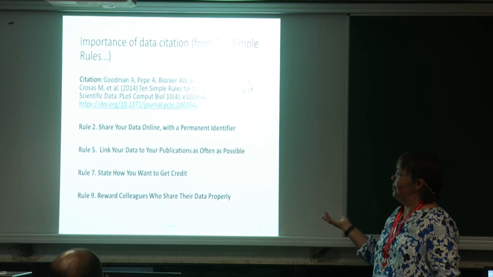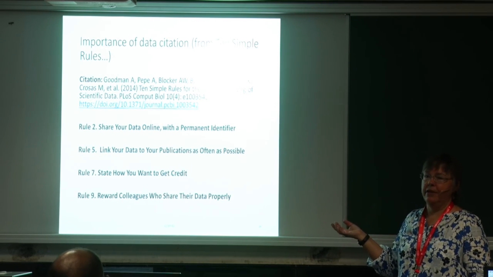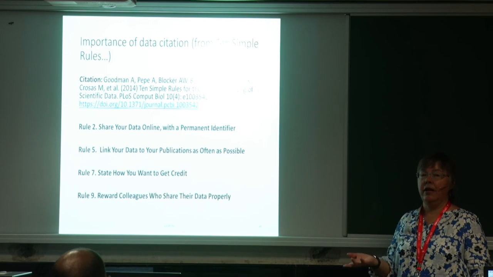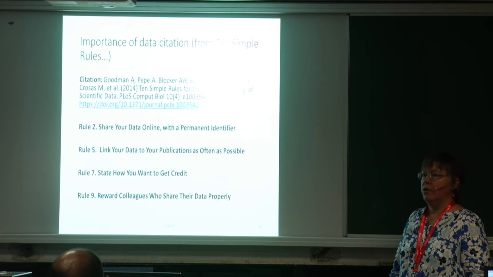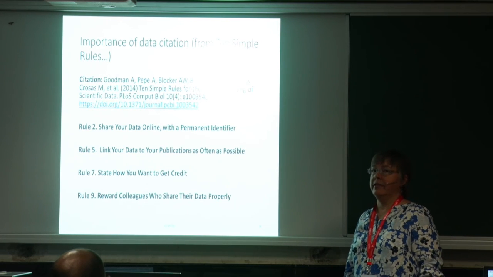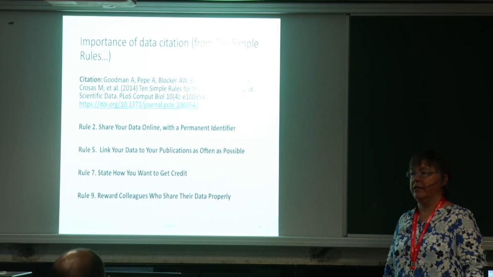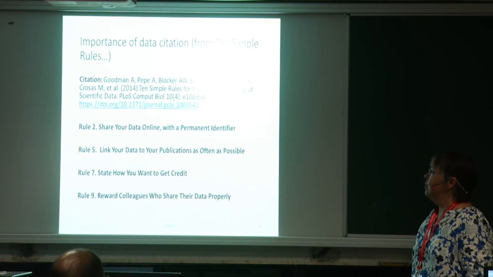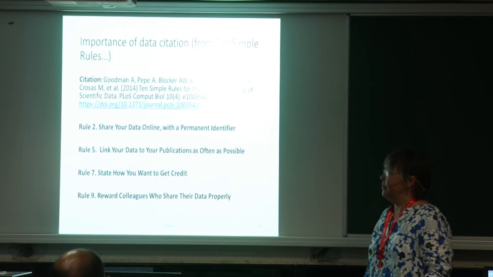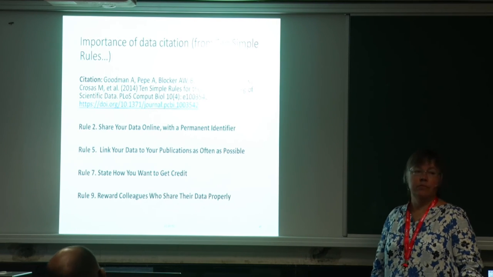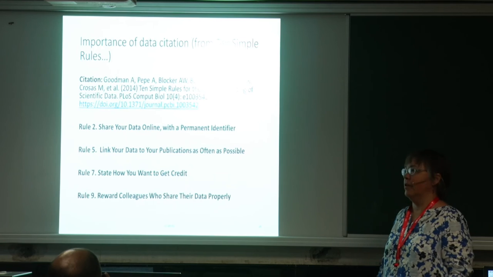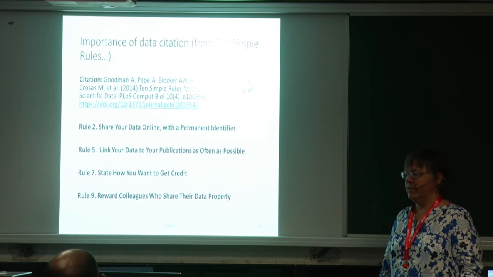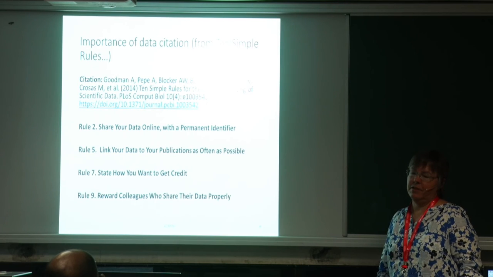So share your data online with a permanent identifier. That's that PID we were talking about, persistent identifier, like a DOI, digital object identifier. And there are DOIs that can get minted specifically for data sets, although they're not free. You have to go through an organization like DataCite. We go through the British Library to get our DOIs minted. The handle system's a lot cheaper, actually.